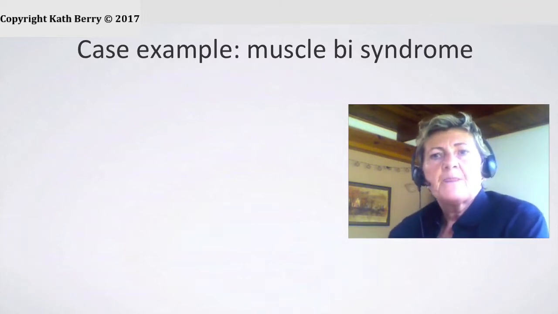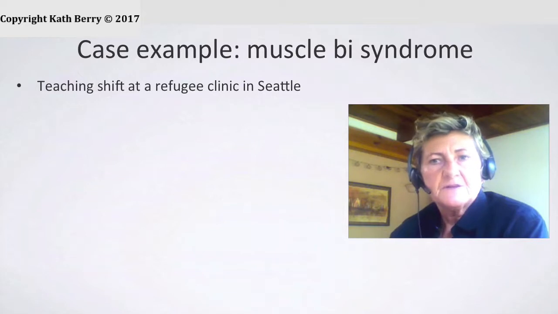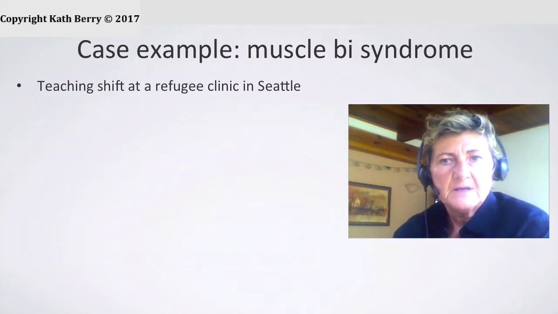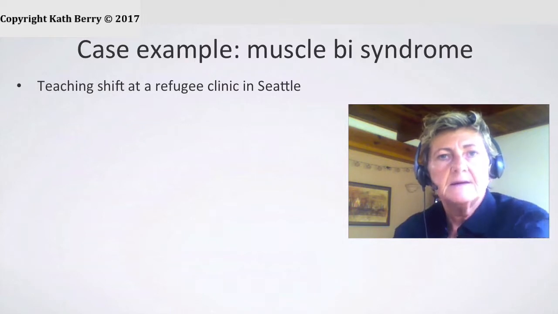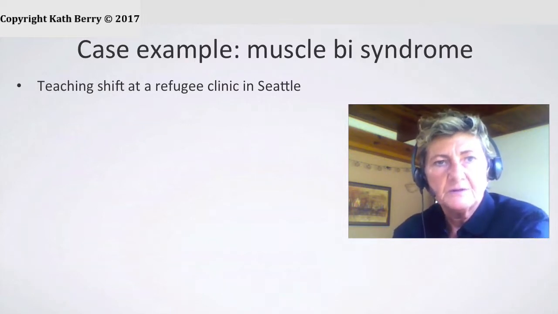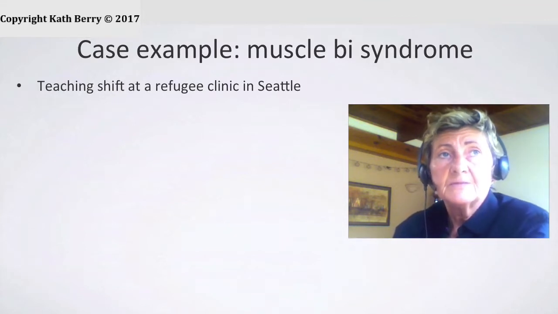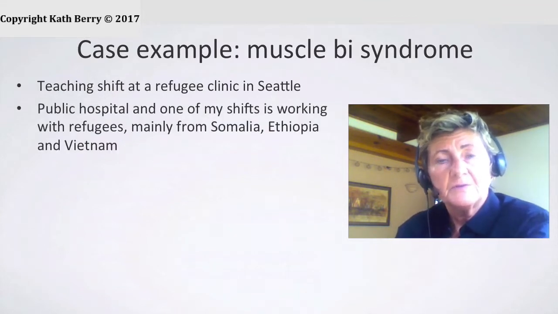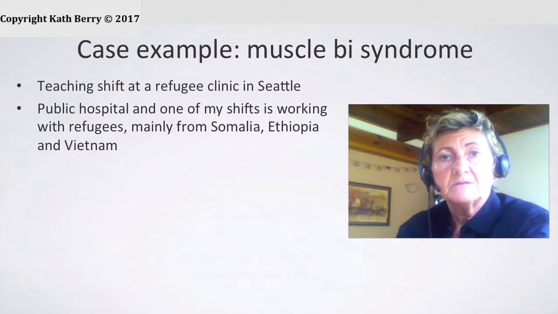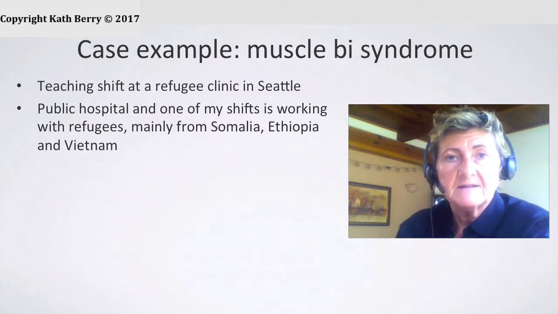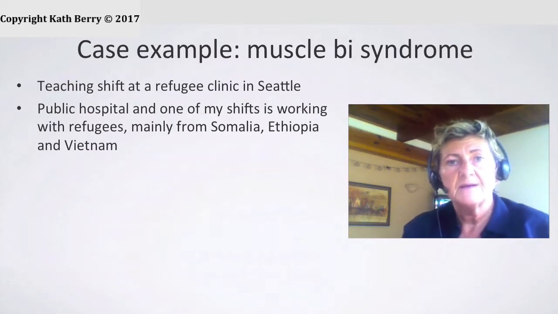So one of my jobs as teaching faculty for Bastyr University is working at a refugee clinic at the Seattle public hospital called Harborview Hospital. The refugees that come for treatment have all come over to the States, to Seattle. They come mainly from Somalia, Ethiopia, and Vietnam. Those are the three biggest populations we have.